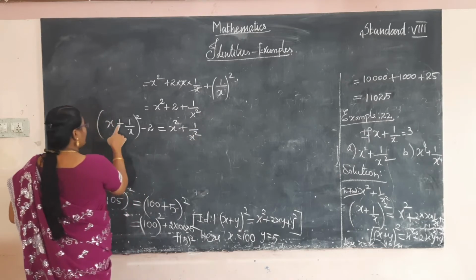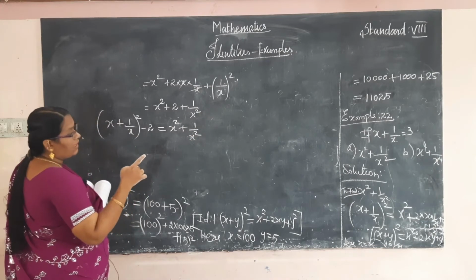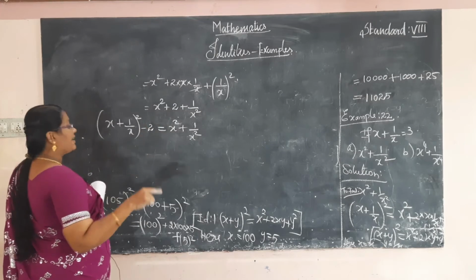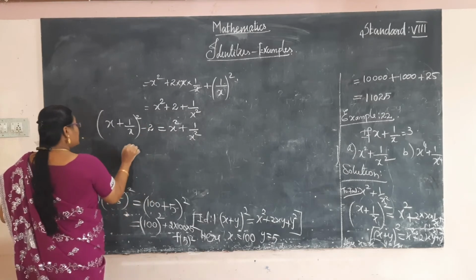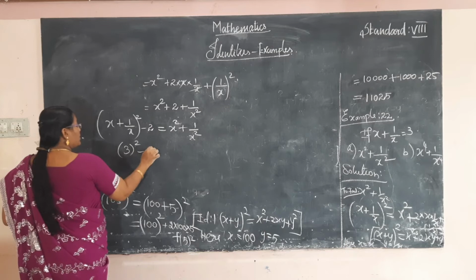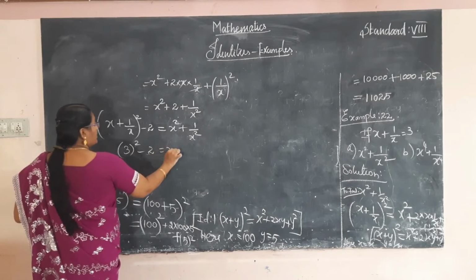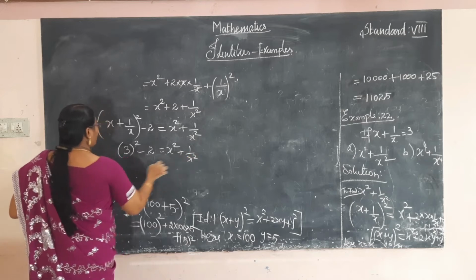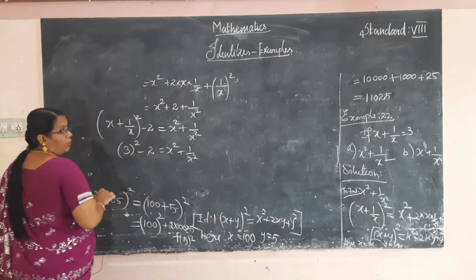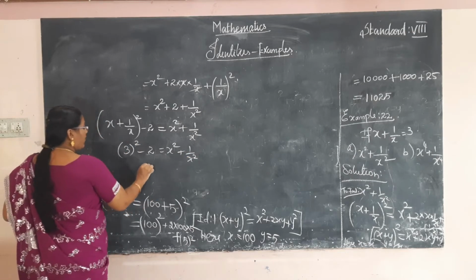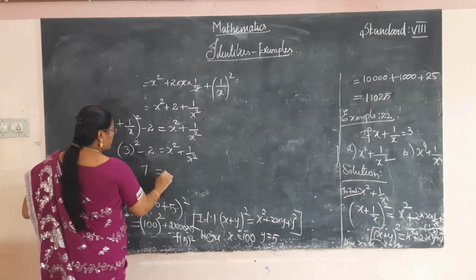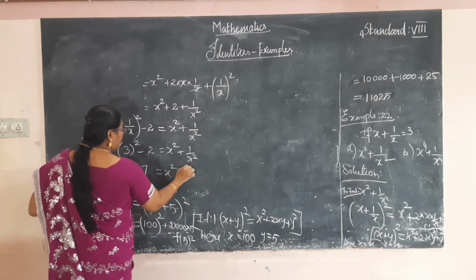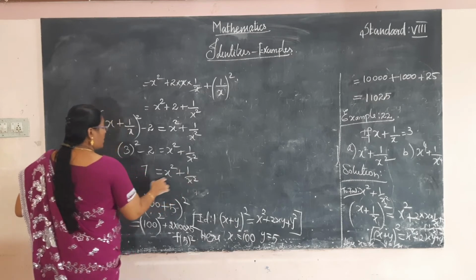What is the value of x plus 1 by x? Already given, x plus 1 by x value was 3. So 3 the whole squared minus 2 is equal to x squared plus 1 by x squared. The value of 3 squared is 9, and 9 minus 2 is 7. So the answer for this first problem is 7.